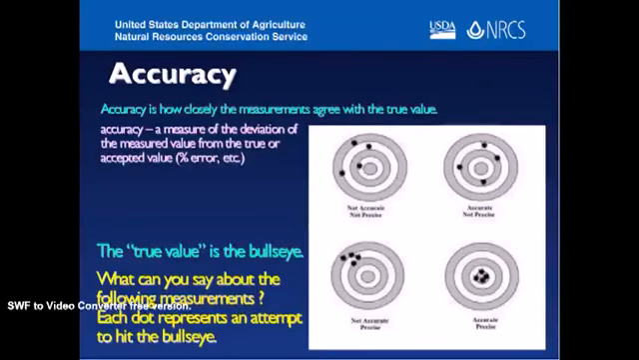Okay, we covered precision. Now let's take a look at accuracy. And accuracy is how closely the measurements agree to the true value. And remember what the true value was. That's the bullseye. So the accuracy is a measure of a deviation of the measured value from the true or accepted value. What's my percent error? So when you look at this true value, which is the bullseye, what can you say about the following measurements? And you know as well as I do, each one of these bullets represents somebody's attempt to hit the bullseye. And of course you realize that the lower right hand corner, we've got a great deal of accuracy. It's hitting right on.